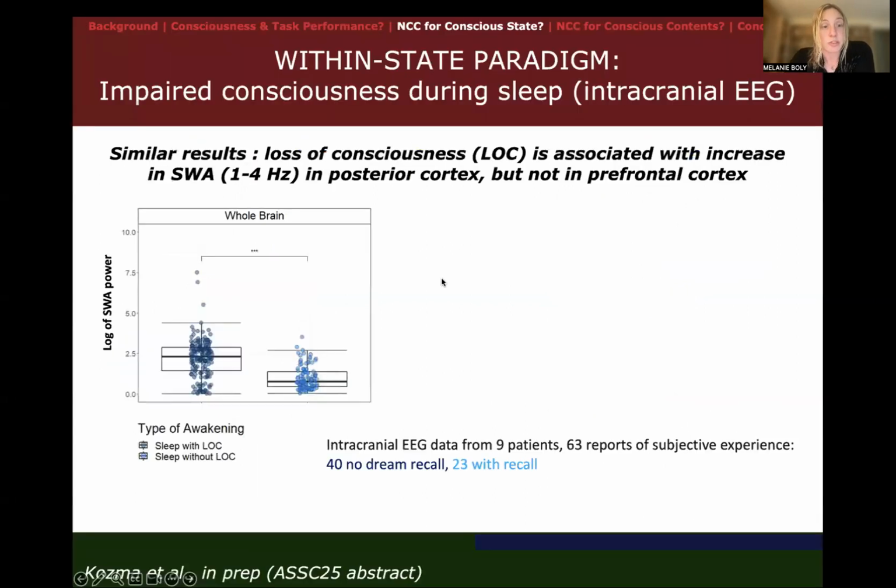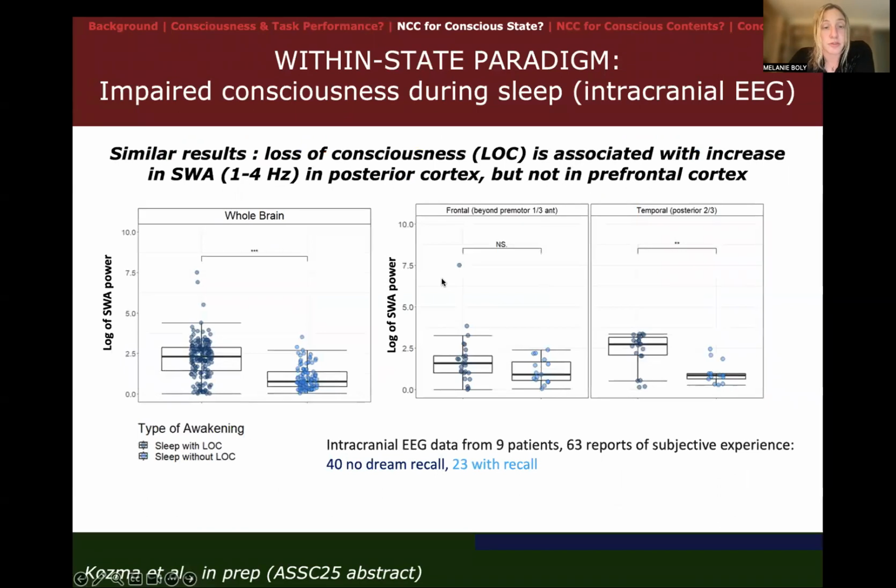This is also what we recently confirmed using intracranial recordings. We have this recent study with awakenings from sleep in patients in the epilepsy monitoring units. And you can see overall in the whole brain, yes, there is a difference. There's more delta power or slow wave activity when you're unconscious compared to when you're conscious.